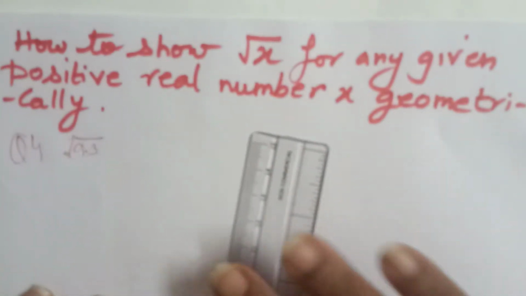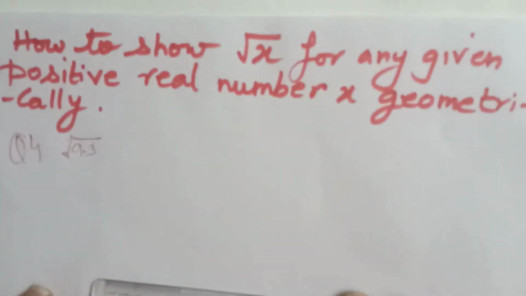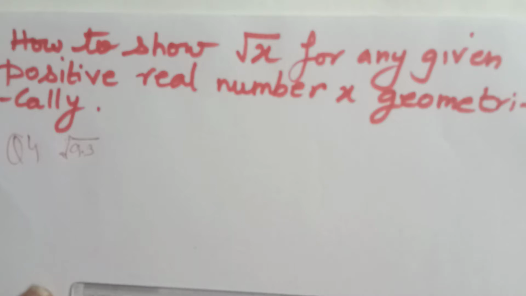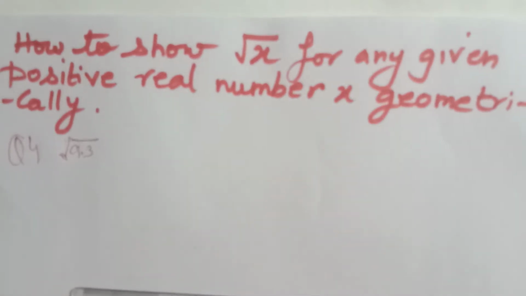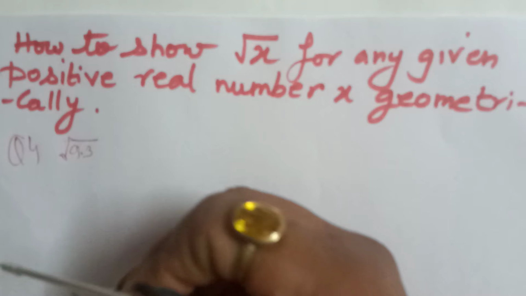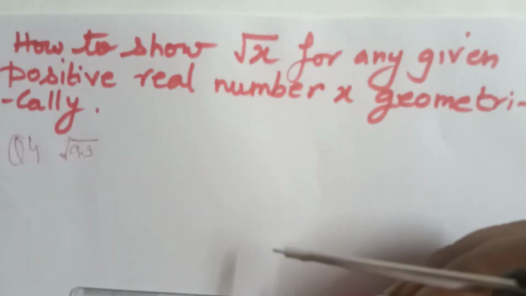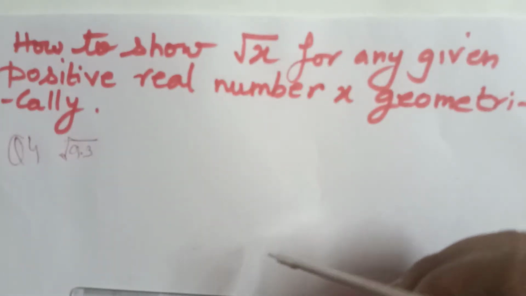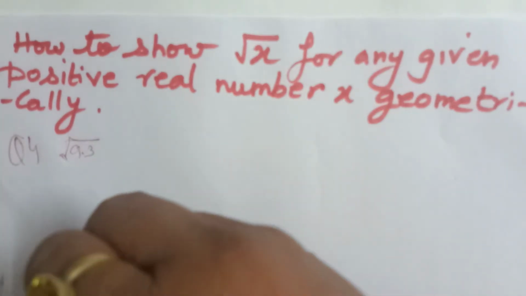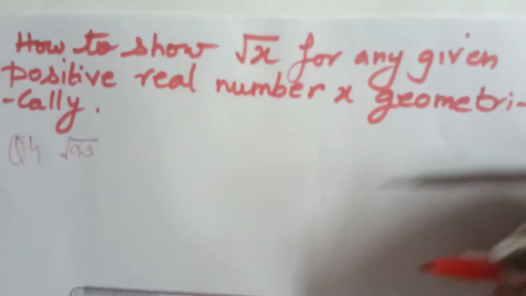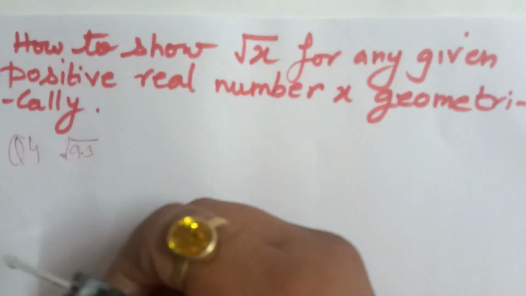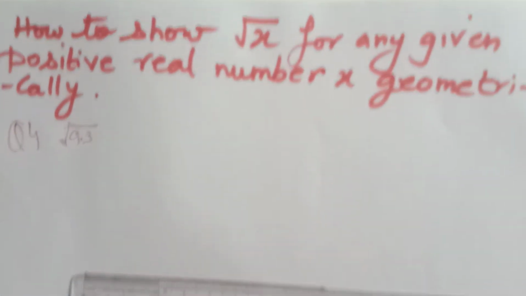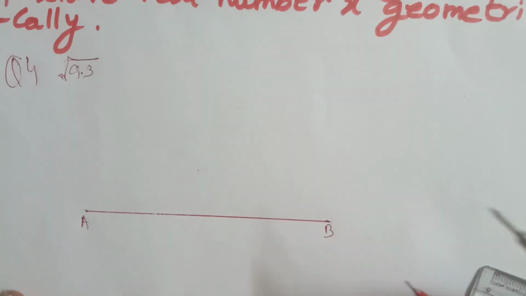Since we have taken 9.3, we will draw a line of 9.3 by using a ruler, or we can say scale. So this is 9.3, 1, 2 and 3, this one, and we need to draw this 9.3 line segment. Now I am giving the name A, and here this is B.